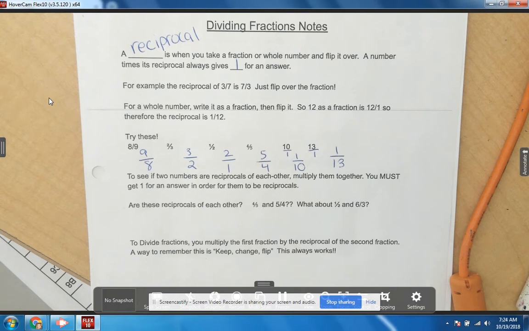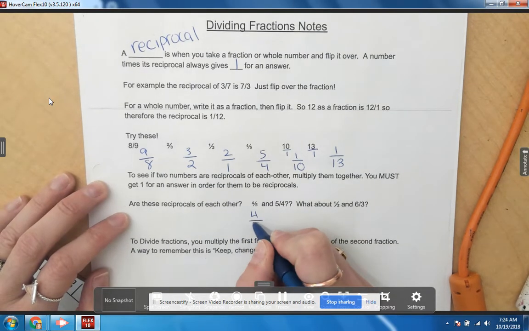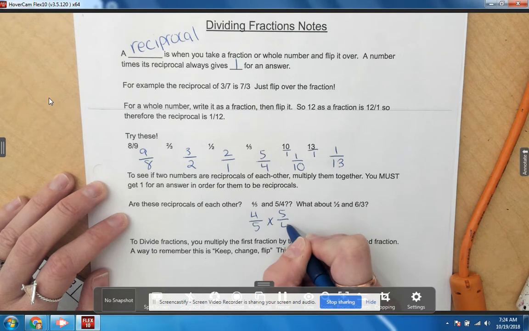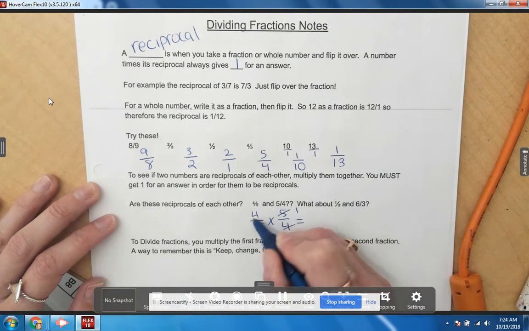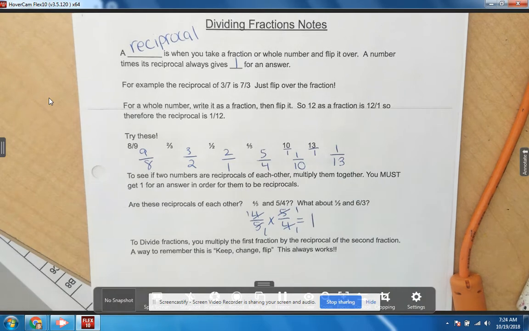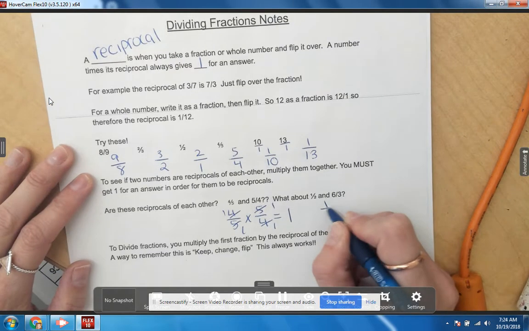To see if two numbers are reciprocals of each other, multiply them together, and you must get 1 for an answer in order for them to be reciprocals. So let's see if these are reciprocals of each other. If I multiply them together, let's see if I get 1 for an answer. Everything's going to cross cancel. So we're going to get 1. That happens every time. If you multiply a fraction by the same fraction flipped over, everything will cross cancel and you'll always get 1.